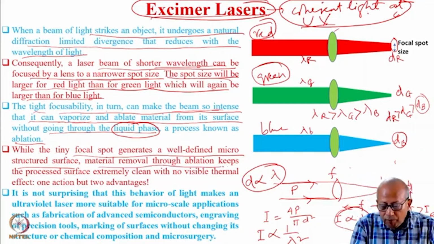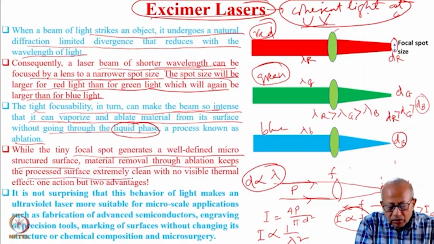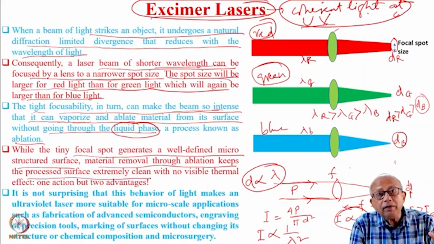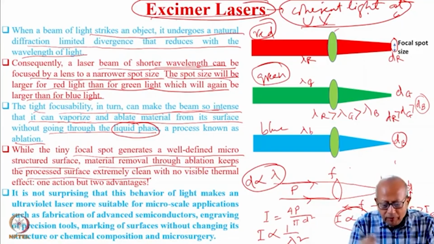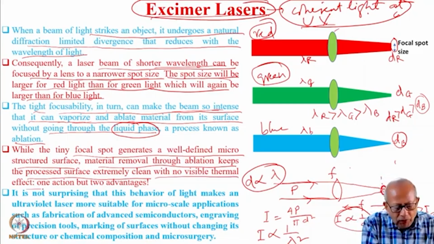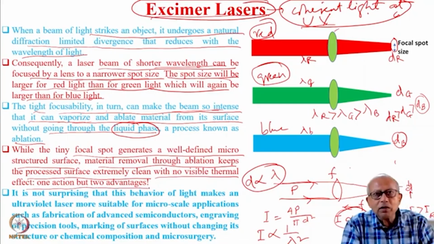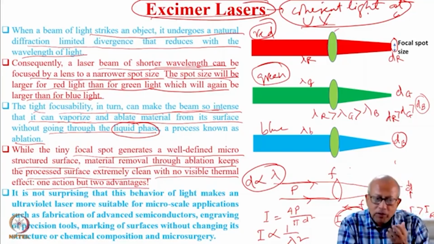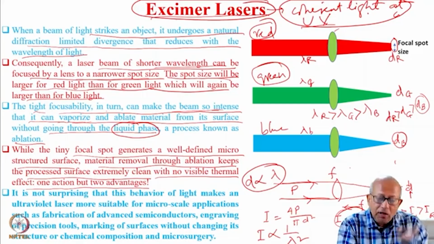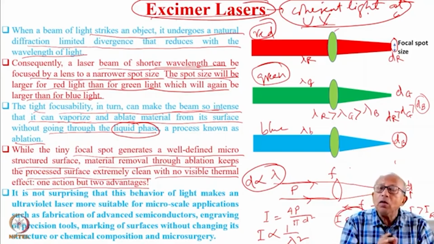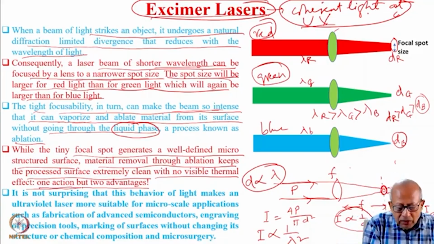Material removal through ablation keeps the processed surface extremely clean with no tail, because everything is vaporized, ablated. Nothing will remain on top of the surface, with no visible thermal effect. One action but two advantages. No thermal effect because the material doesn't melt. It doesn't go into the liquid phase. It goes directly to the vapor phase from the solid phase. So the surface on which you are creating such microstructure will remain absolutely clean and neat. So that means one action but two advantages.